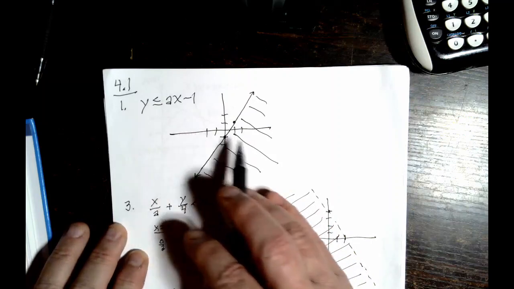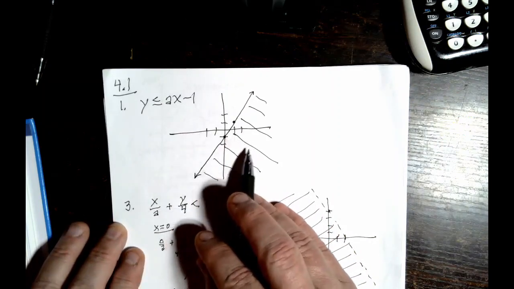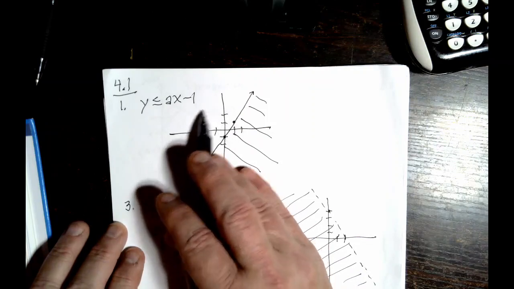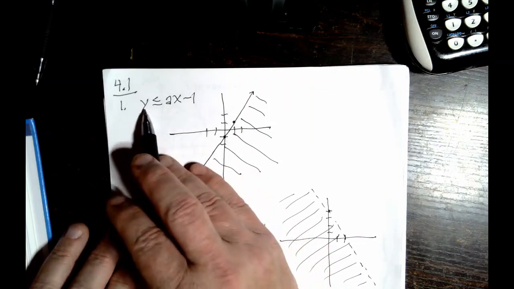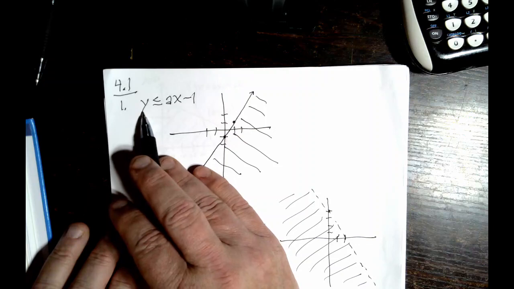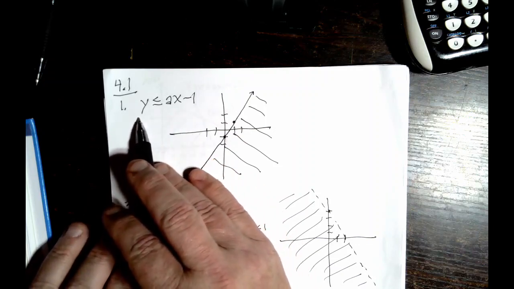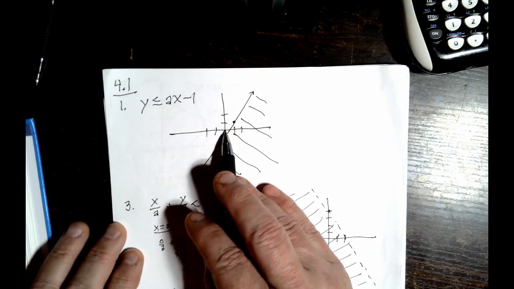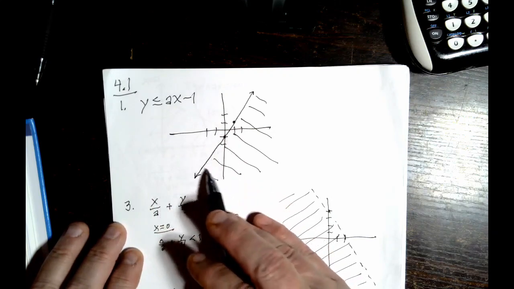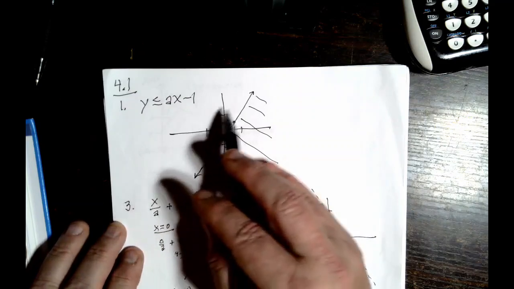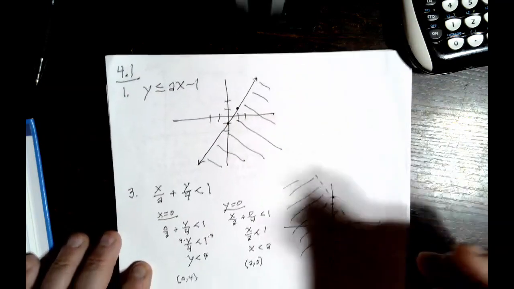Now you don't know which side to shade initially, so check a test point on one side or the other. Let's try 0, 0 that's on this side. Plug in 0 for y and 0 for x, so you get 0 is less than minus 1. Well, 0 is not less than minus 1, so that side didn't work. So you shade the other side. If it did work, you'd shade that side. That's all you have to do.